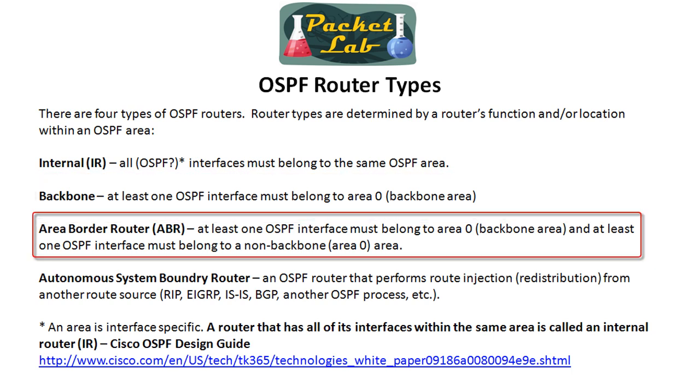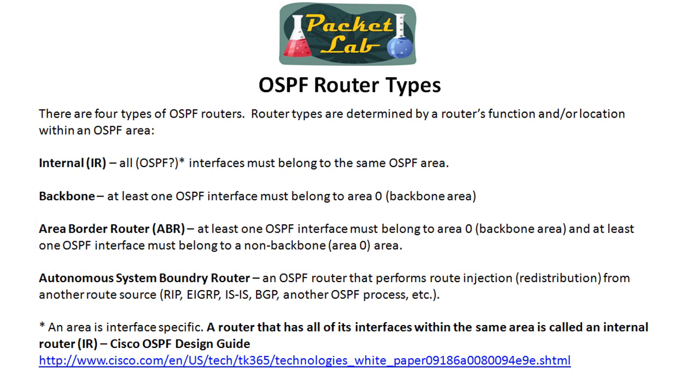This is where the OSPF router types start getting interesting, because these actually have different functionality depending on the type. So an ABR has at least one OSPF interface that belongs to area 0. It's connected to the backbone area, and then at least one OSPF interface belonging to a non-area 0, non-backbone area. So it'll have an interface that's in area 0, and then another one in, let's say, area 1, and it's between the border of those 2 areas. So again, this will make a whole lot more sense when you're taking a look at the topologies.